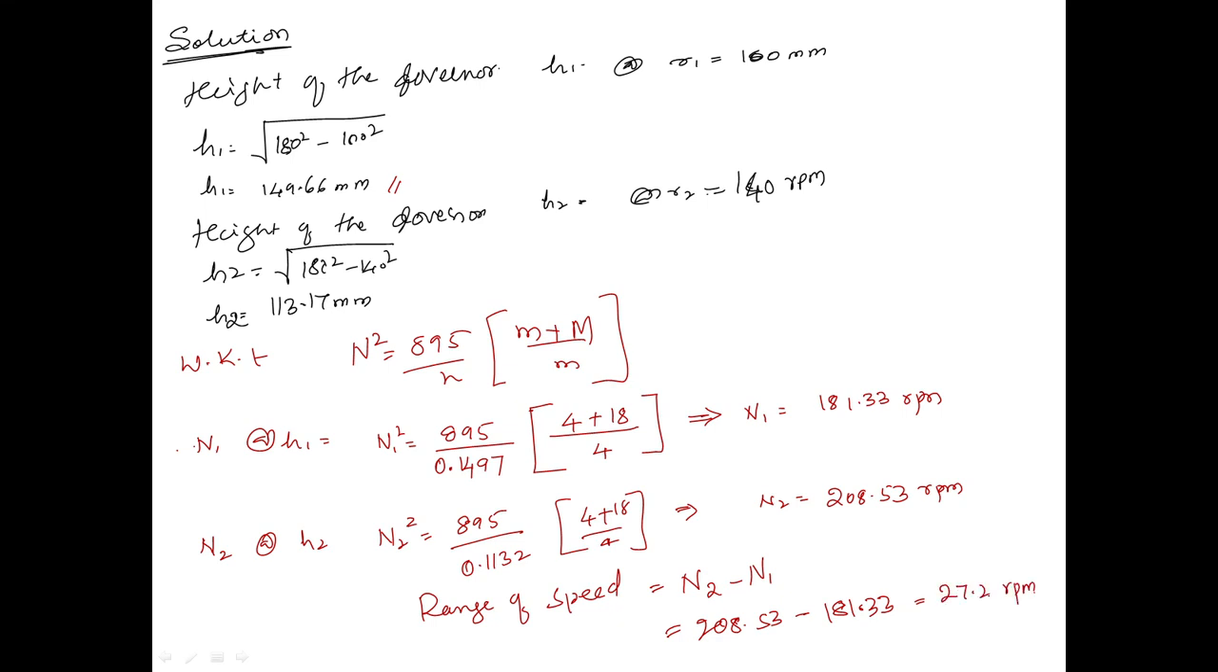27.20 rpm. Okay. Now the next bit is the coefficient of insensitiveness. Now this is equal to N1 squared minus N2 squared divided by 2N squared, right? Now you need to find N1 and N2 considering the frictional force, right?